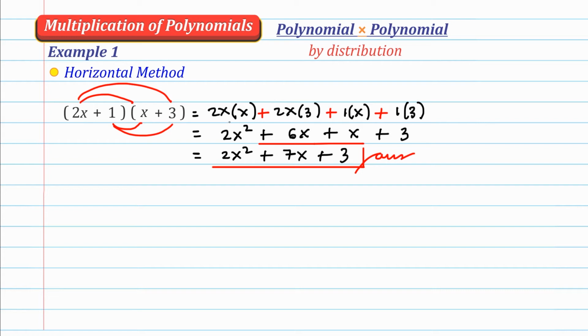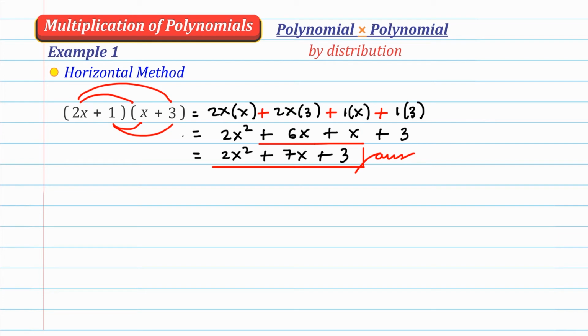Now, of course, an advantage of the horizontal method is it's something that we're familiar with, distribution. However, the problem sometimes is that we have to rearrange the terms here, and it's really hard for some to look for like terms. In this case, there are only four terms, so it should be very easy. But if it gets more complicated, it's somewhat difficult to find like terms.